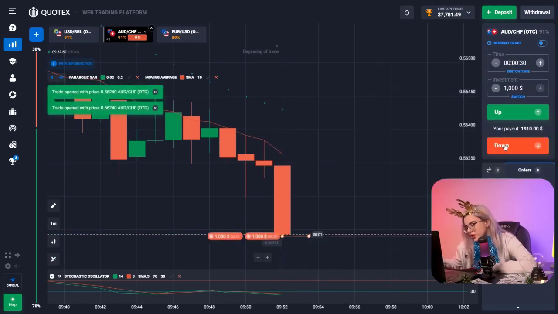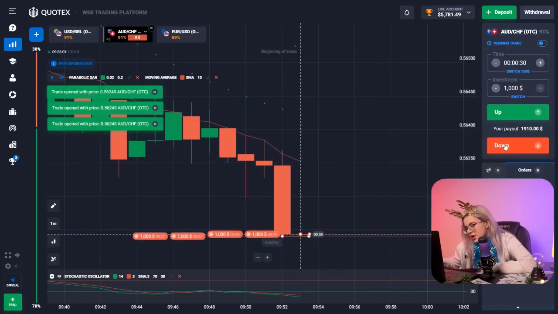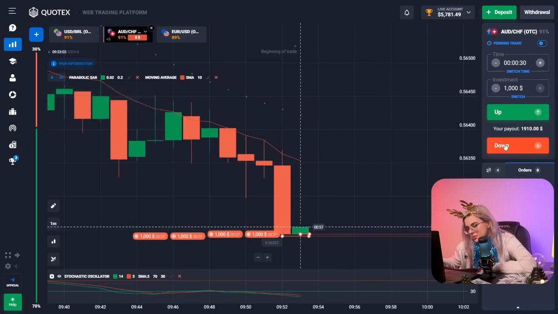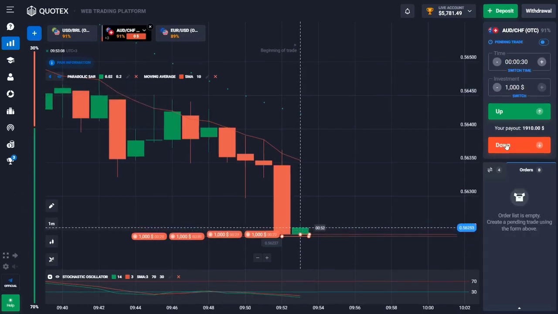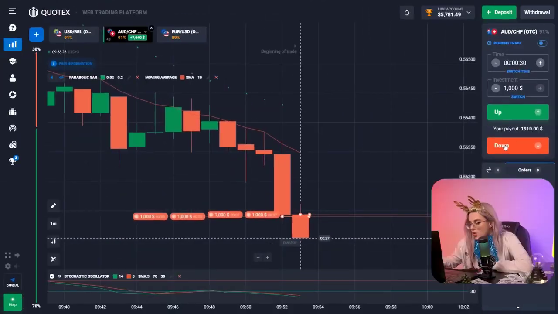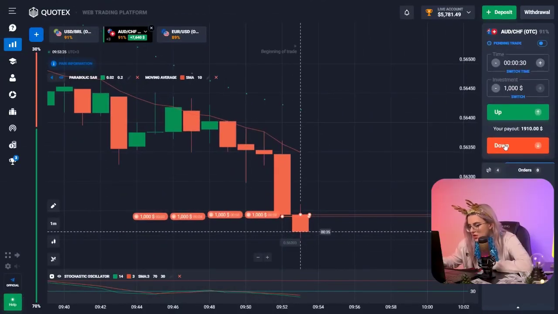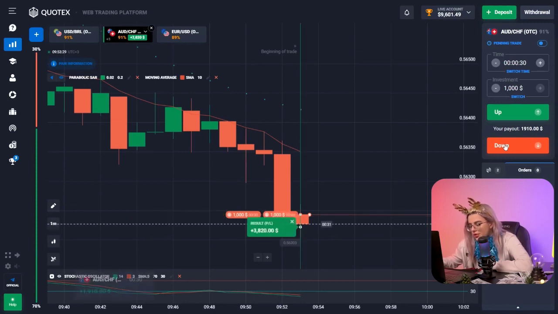Let's go for a short. We can see a bearish moment and a big strong candlestick from the supply zone. So let's leave it for 30 seconds and wait. Woo! That's going well. Please stay there, don't move up, don't move up, please, please.